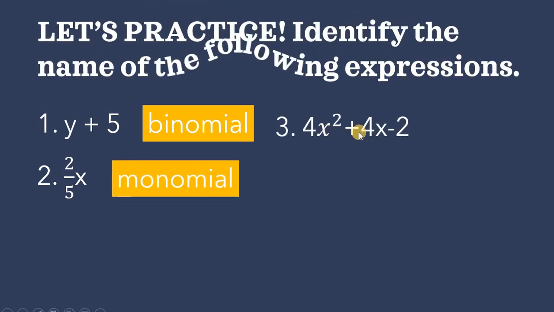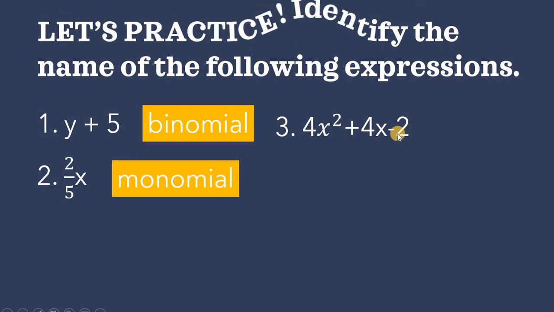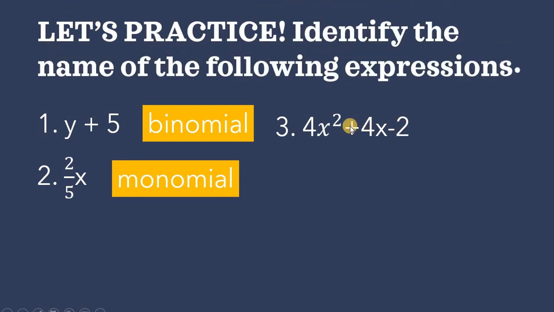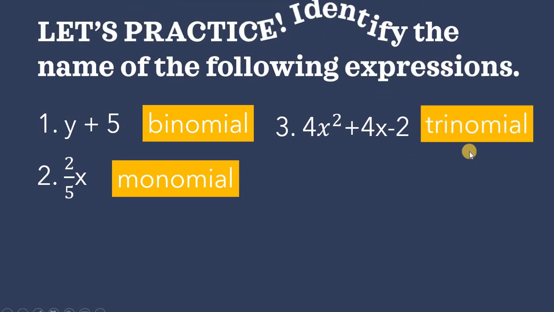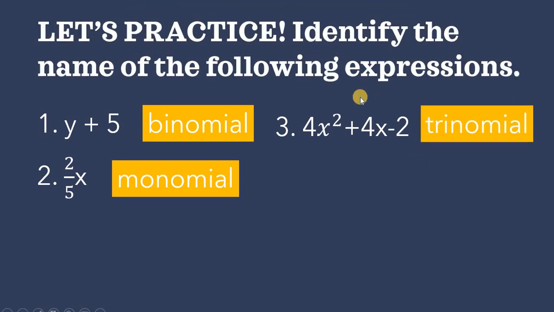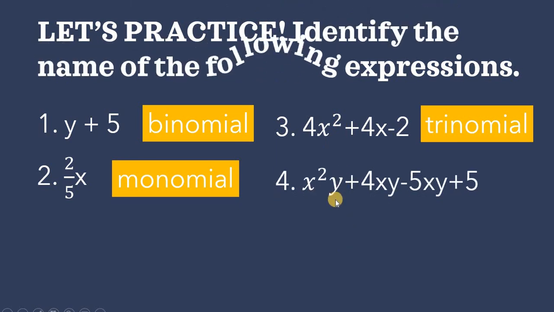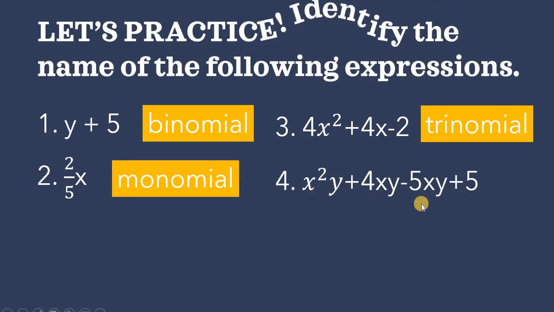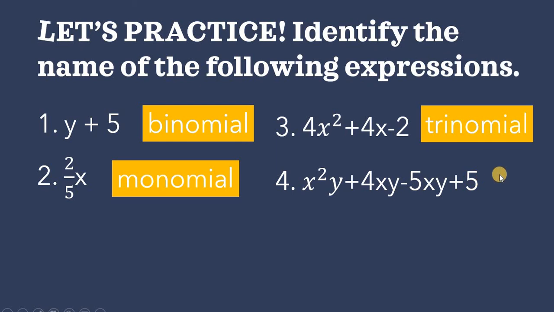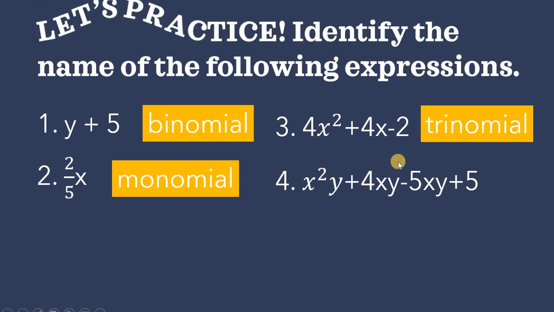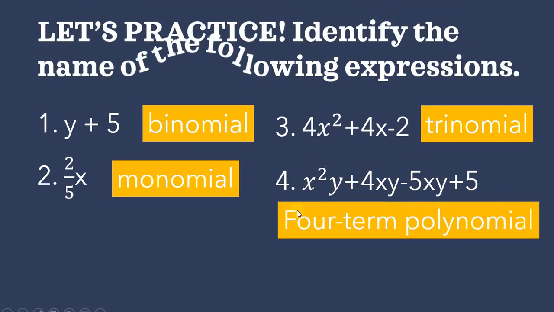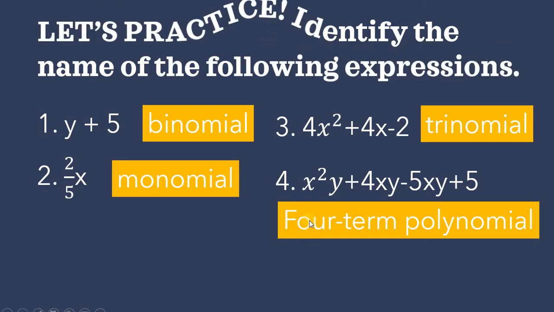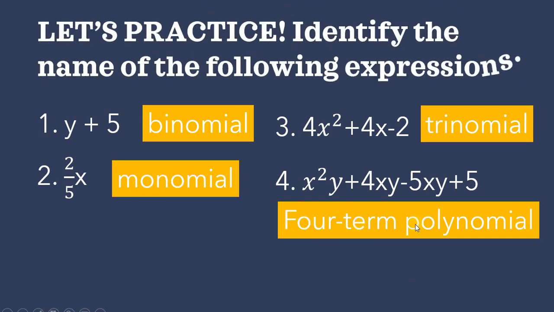How about 4x squared plus 4x minus 2? We have here 3 terms. That's why this is an example of a trinomial. How about x squared y plus 4xy minus 5xy plus 5? How many terms does it have? 4 terms. That's why it is called a 4-term polynomial.